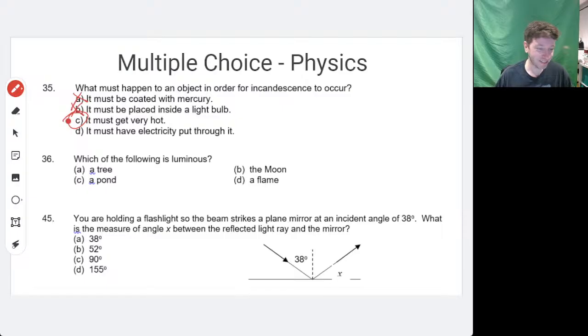D says it must have electricity put through it. Nope. As long as it gets to that temperature somehow, it will glow. It does not have to get to that temperature with electricity.